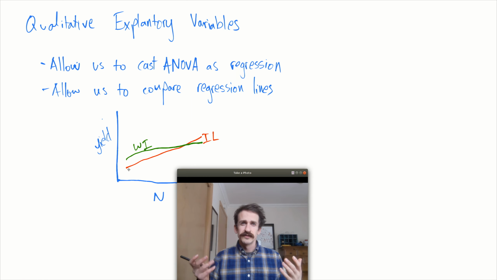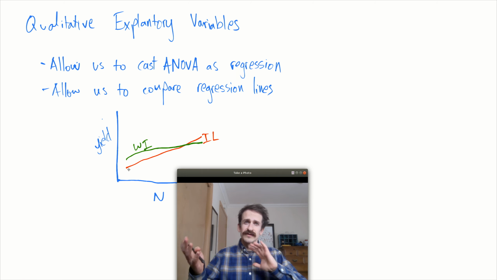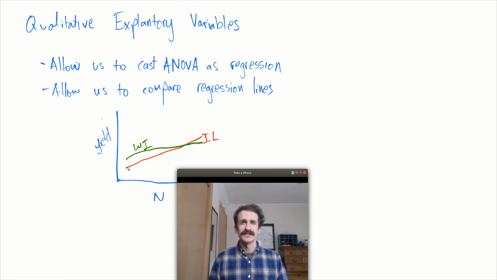So that's the big picture of motivation. I hope you can see why this might be interesting to you. Next, we'll start at the basics, how we can characterize a t-test using qualitative explanatory variables, and then we'll move up to the more complex case that I just described, where we're comparing two regression lines.